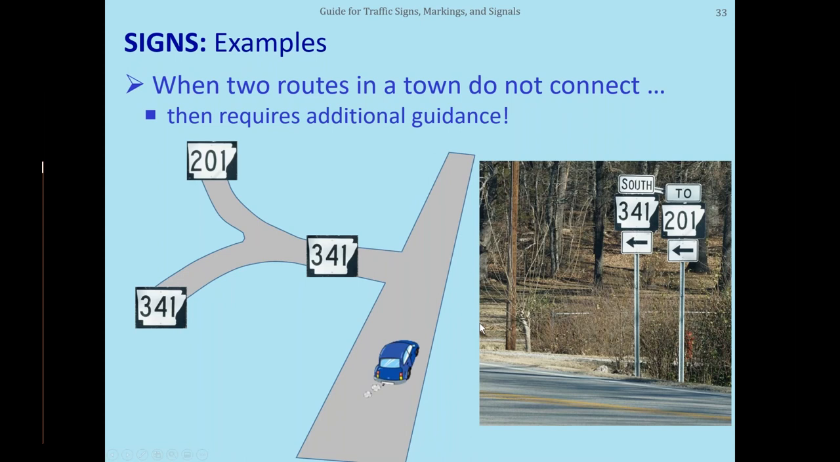It's not all that uncommon to find situations, maybe in a town, where all of the routes do not intersect each other, but you have to follow an intermediate route to get to the ultimate highway you intend to follow. In those sorts of situations, providing additional information is a great help to motorists.